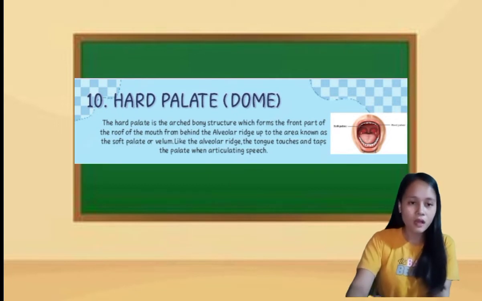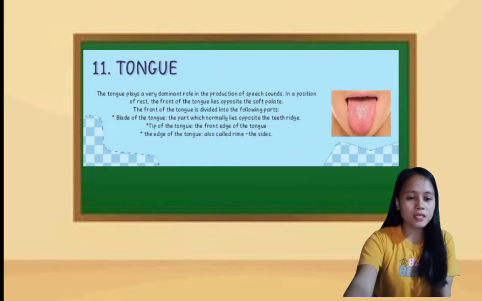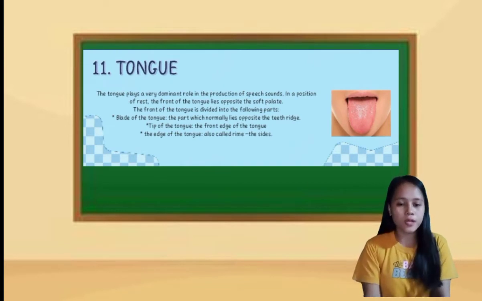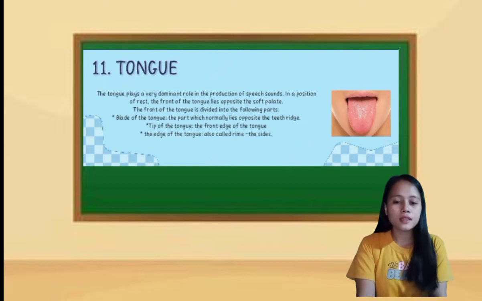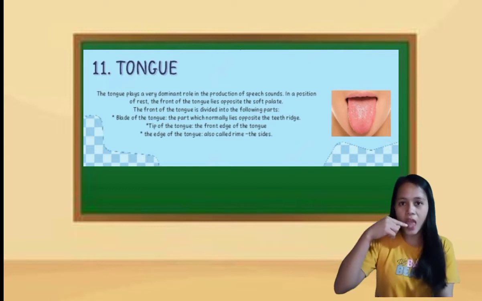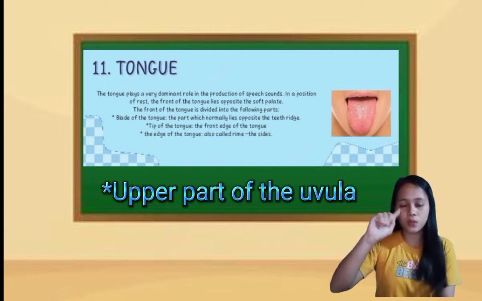Okay? And then, next is tongue. Tongue plays a very dominant role in the production of speech sounds. In the position of rest, the front of the tongue lies opposite of the soft palate. So, this is our tongue. The soft palate is the part that our tongue touches.